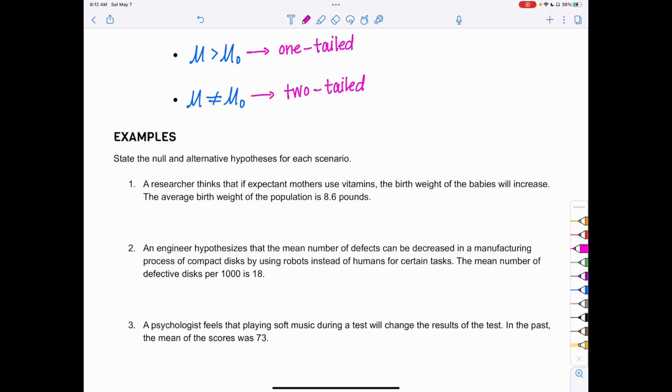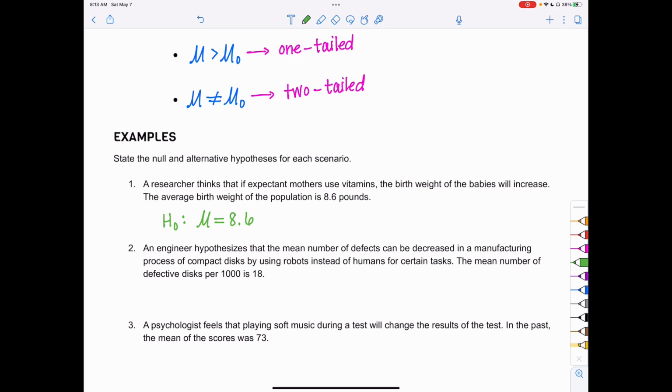So number one, it says, a researcher thinks that if an expectant mother uses vitamins, the birth weight of the babies will increase. Okay. The average birth weight of the population is 8.6 pounds. So our null hypothesis, or H sub 0, is going to be that our average is going to be equal to 8.6. Okay, because we're saying that those values are the same, they're equal to each other.